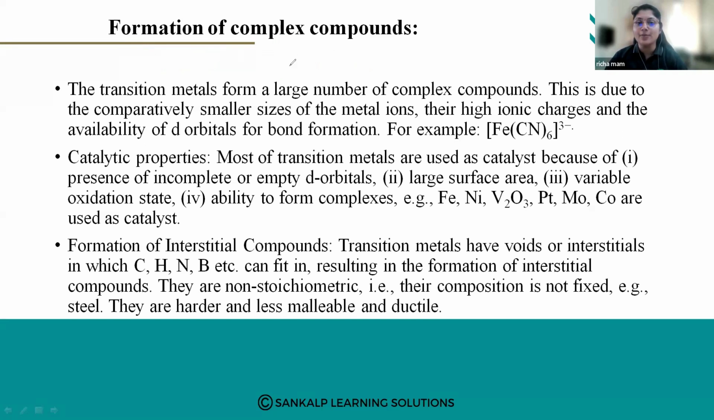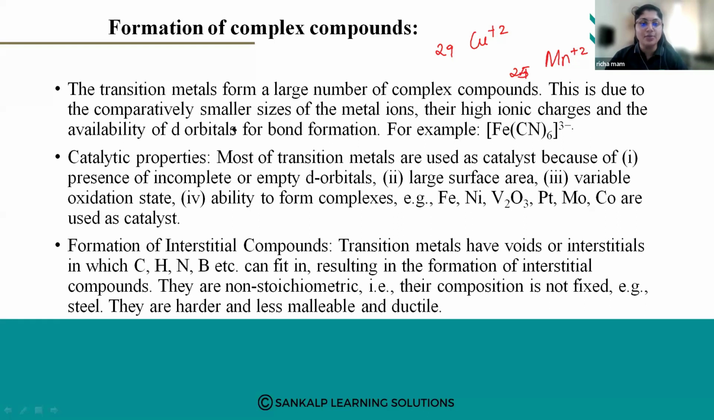Then the stability of complexes. What happens to the stability of complexes? It increases with the increase in atomic number. For example, complexes of copper +2 ion are more stable as compared to Mn+2, because the atomic number of copper is 29 and that of manganese is 25. So as the atomic number increases, the stability of complexes also increases.